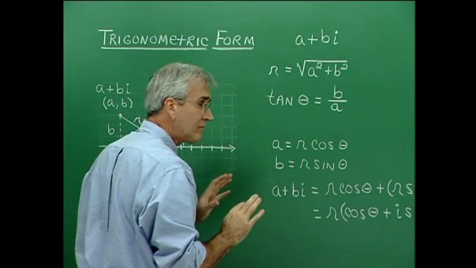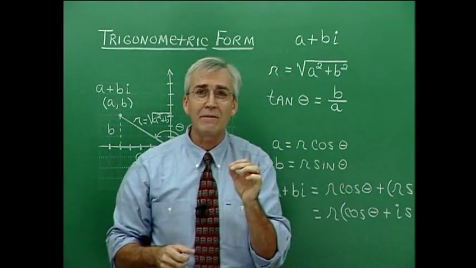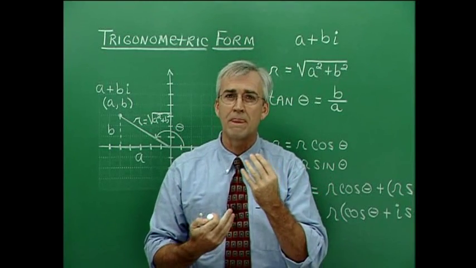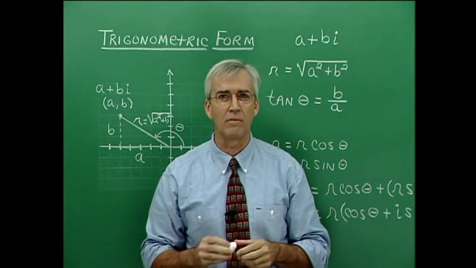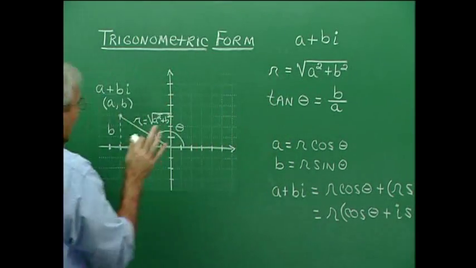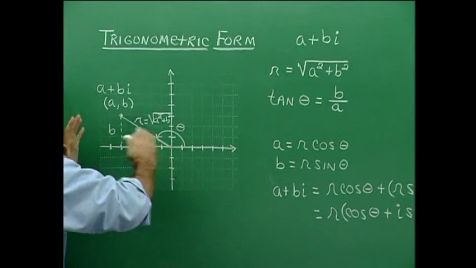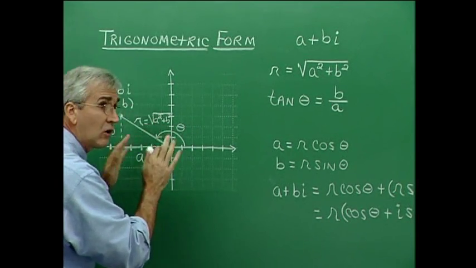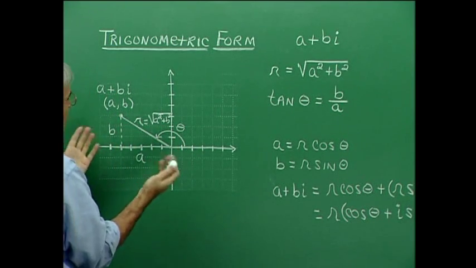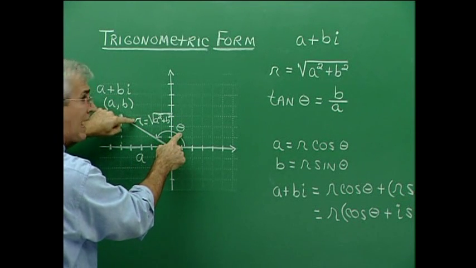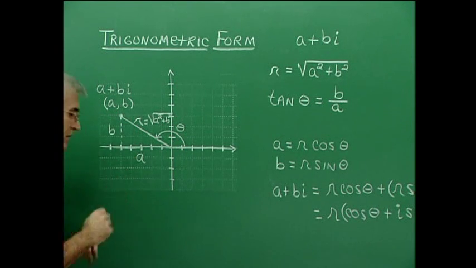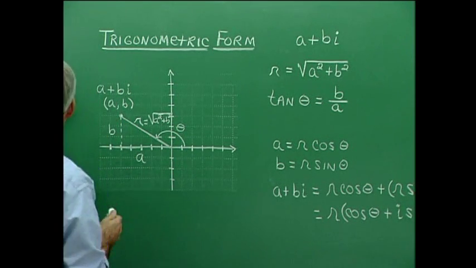Okay, so now we have a new way of describing positions on a coordinate plane. And this is called trigonometric form, and it's also called polar form. We may see why that's the case a little bit later. Now that we're able to go from a coordinate form, which we might call standard form, to a trigonometric form, let's think about going in the other direction.